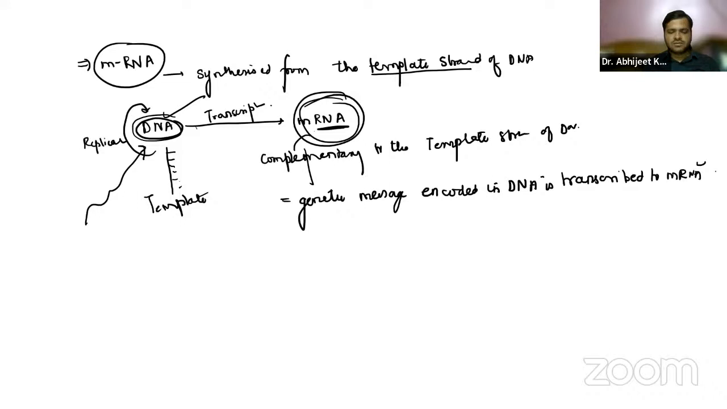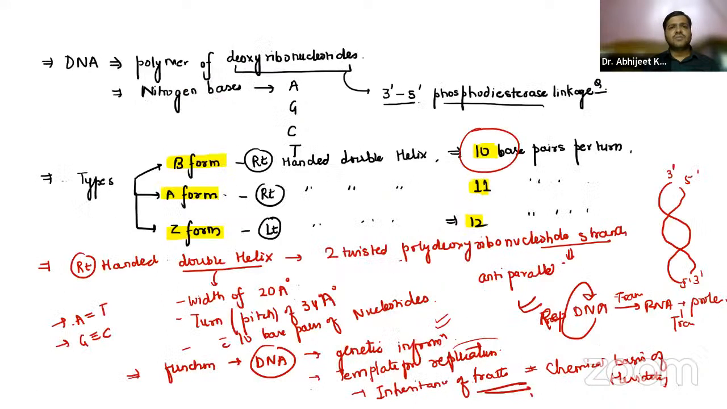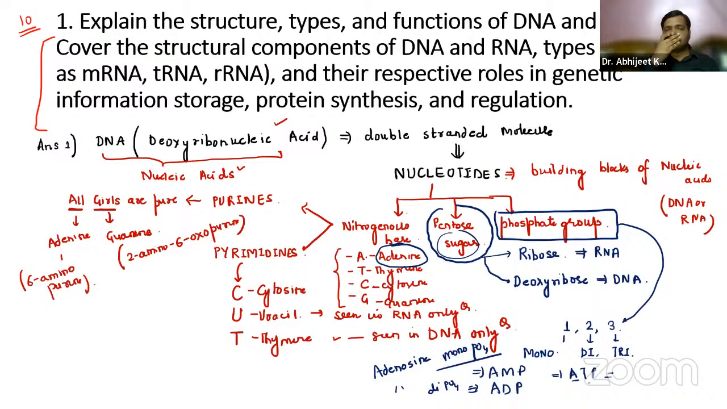The major parts will be discussed when we discuss transcription. So that was, in short, all the important points we have to remember about DNA and RNA, their basis, their functions, and their respective roles in genetic information. Those are the important points to take away.